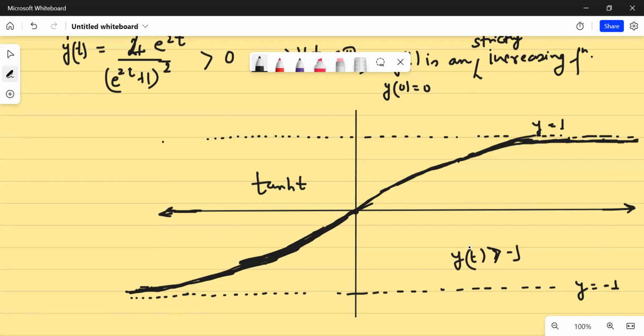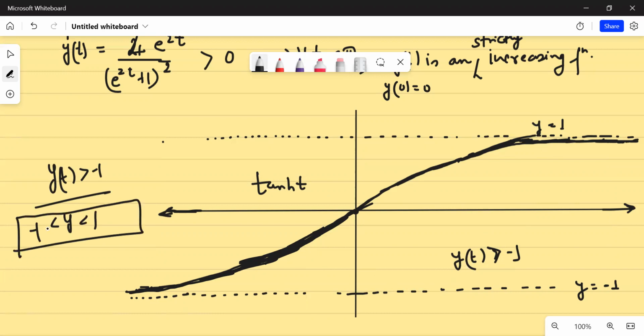Now don't say that if y(t) is greater than -1, then y greater than 1 will also come. No, it won't. Understand my point? What it says is that y(t) is greater than -1. Yes, indeed. Because see, y will always lie between -1 and 1. If y lies between -1 and 1, one thing is certain: whatever value comes between -1 and 1, this certainly has to be greater than -1.